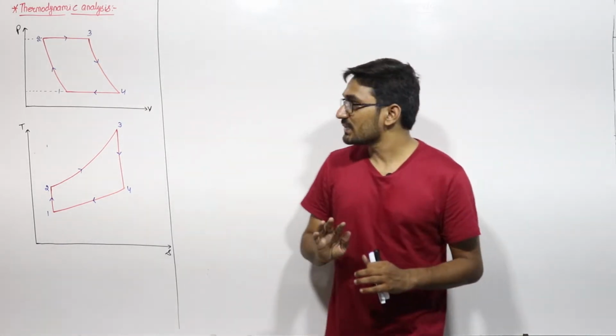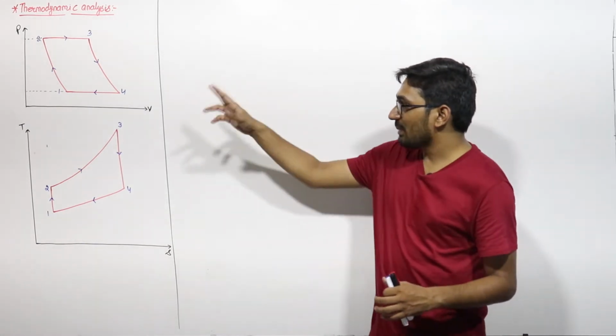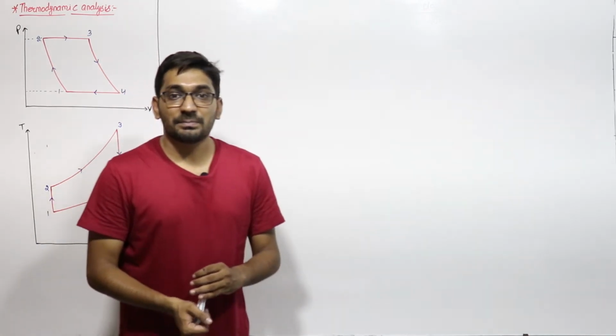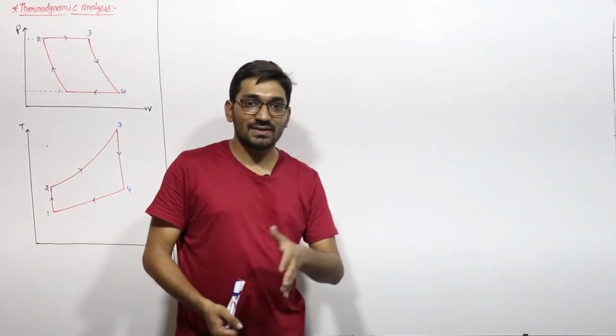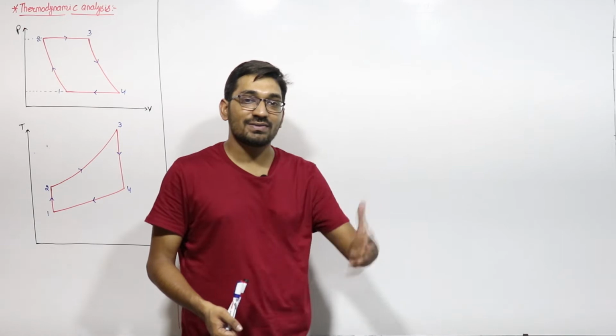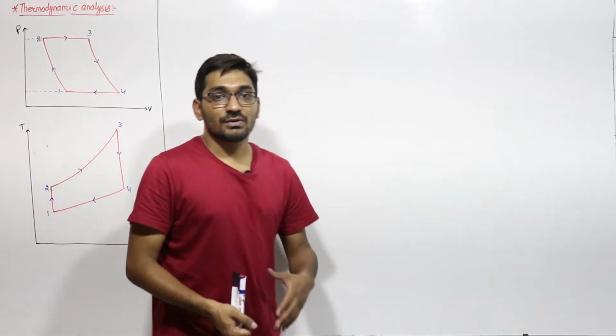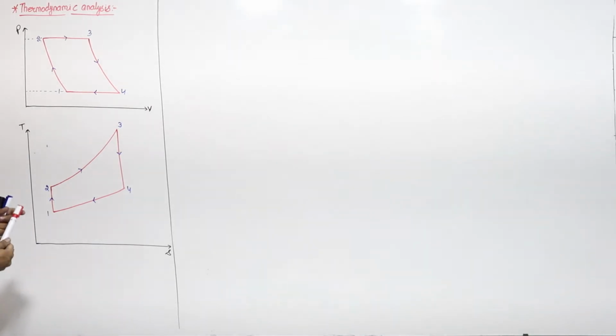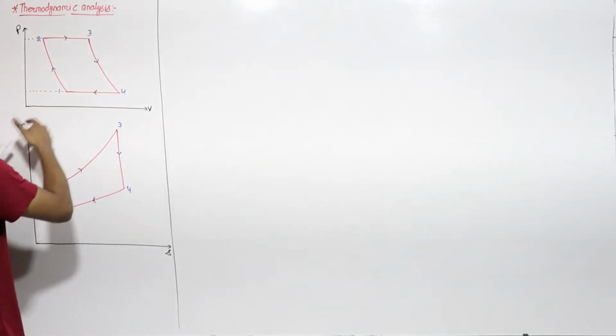There are four processes. Now first of all, let us draw the PV and TS diagram for the Brayton cycle. We know that in the PV diagram and in the TS diagram, these cycles are in the clockwise direction because they are the work producing cycle. So suppose first of all, let us draw the PV diagram. This is the process 1 to 2, right?